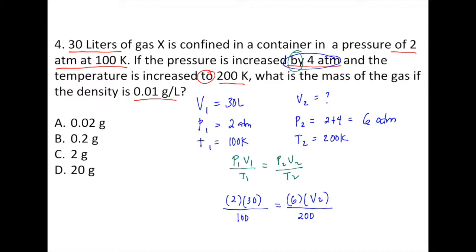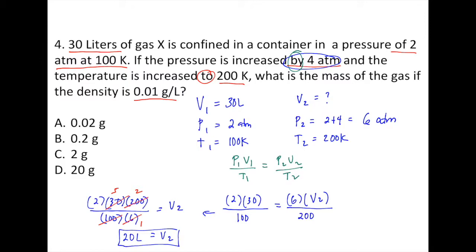Solving now for V2, that is 2 multiplied to 30 multiplied to 200 over 100 multiplied to 6, and then we have now the V2. Then simplifying, we have here 200 and 100. This one is 2, 30 and 6. This one is 5 and this one is 1. So 2 times 5 times 2, that is 20. And since the unit here is liters, that is 20 liters for the V2.